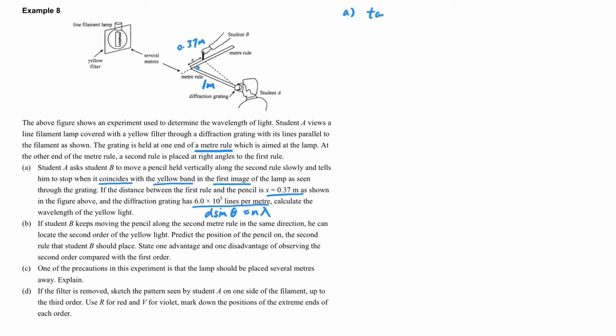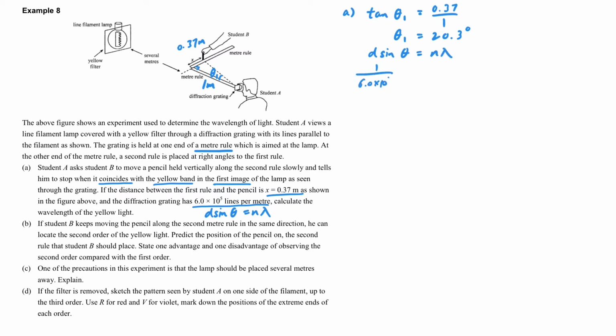So in order to find the wavelength and related to the grating, we have to use d sine theta equal to n lambda. But how to find the theta? We have to use the tangent, because you can see the two rulers and the pencil form the triangle, so we can find the angle with the tangent.